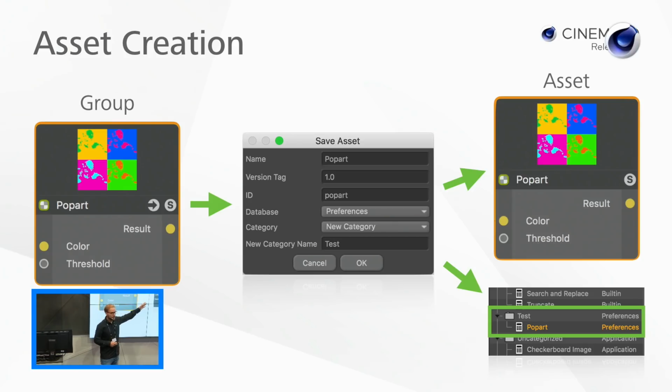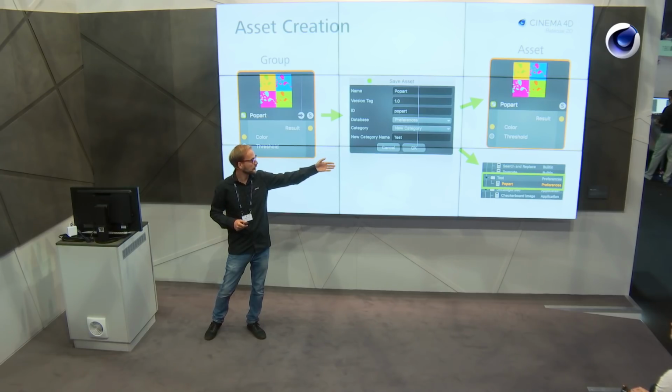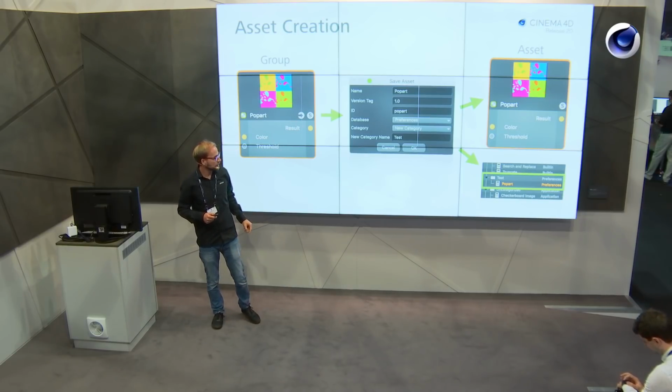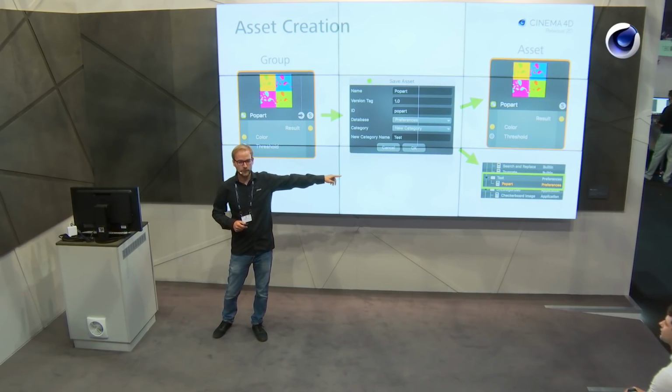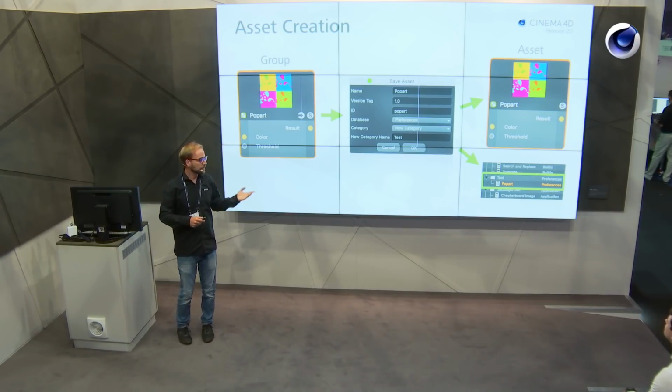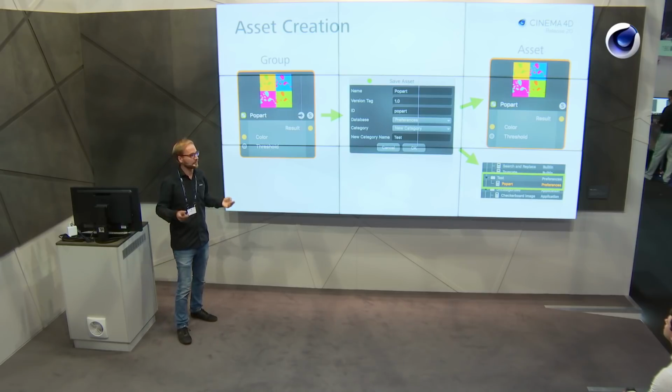You can change the name. You can adjust the version. So we've got versioning inside of nodes. You can also create new categories. In this case, I create a test category. And once you hit OK, you see that an asset is created. So this looks just like a normal node that you create inside of Cinema 4D, because it doesn't have this group icon anymore. And you see that it's now also part of the asset list. So you can use it multiple times and instance it, so to speak.